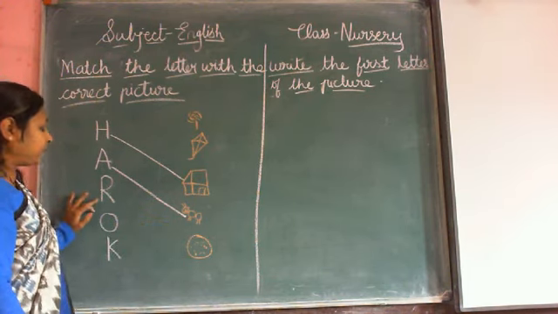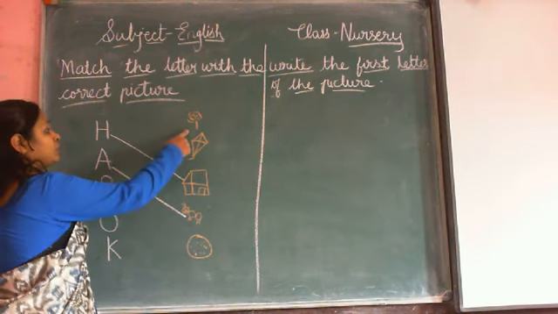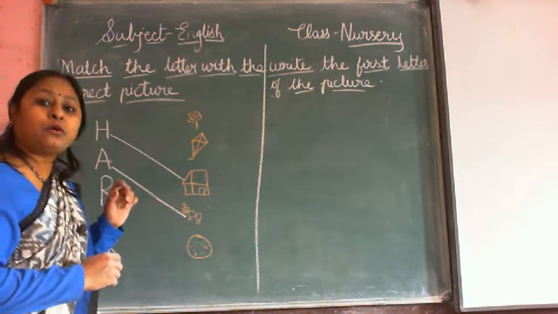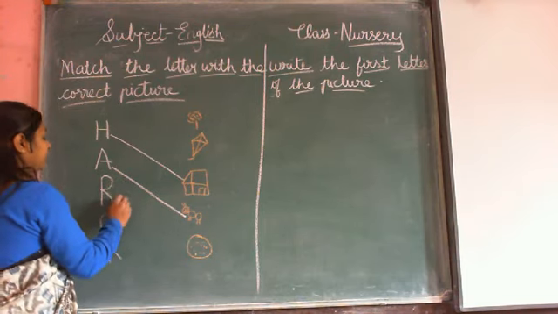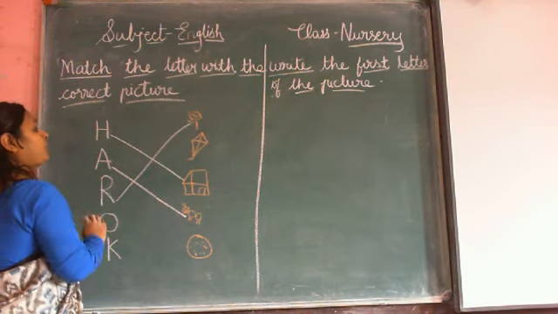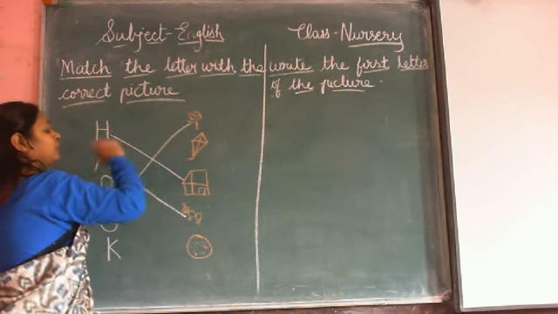Which letter is this? This is letter R. So R for rose. Yes. R for rose. Now we will match R with picture of rose.